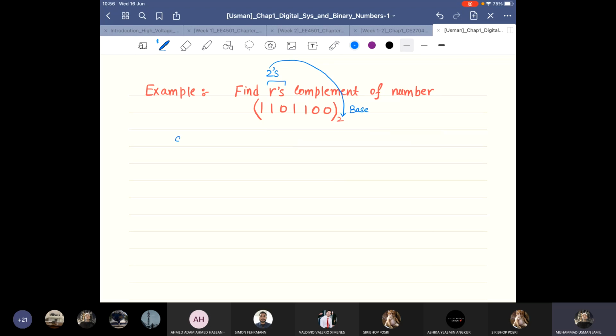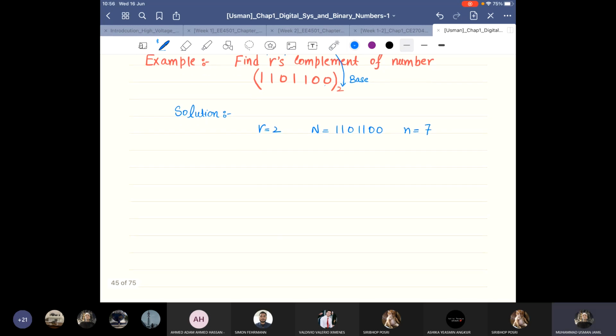So now the solution is: from the question we can say R is 2, N is equal to 1 1 0 1 1 0 0, and n is the number of digits, 1 2 3 4 5 6 7. So we have n is 7.